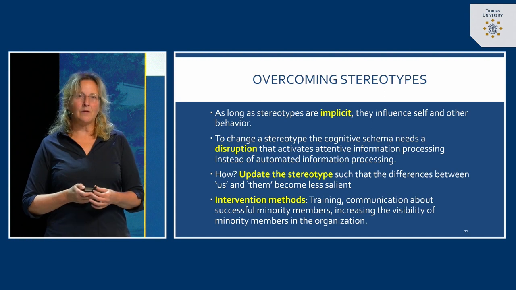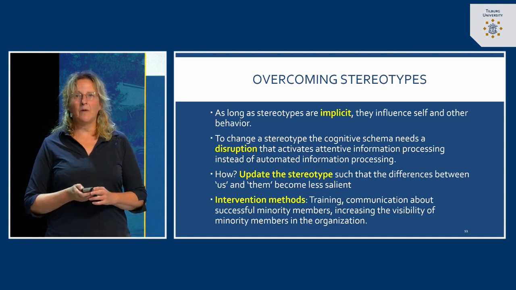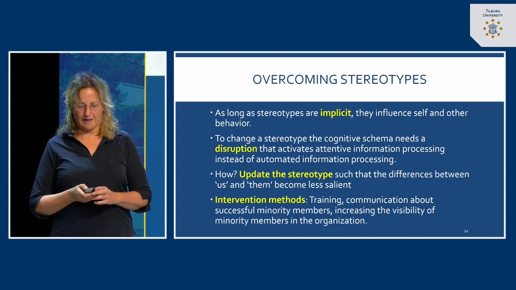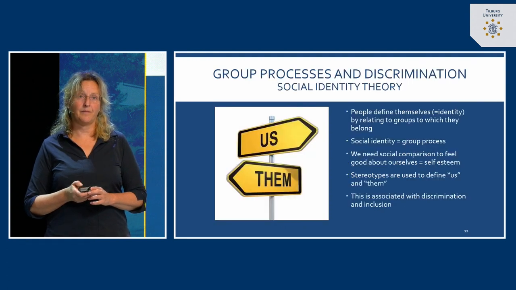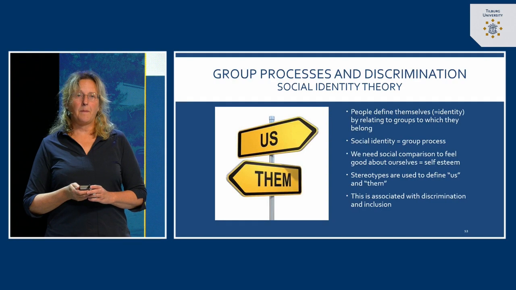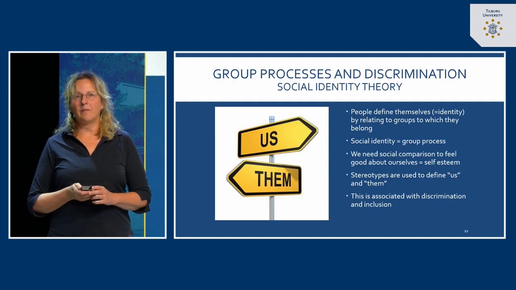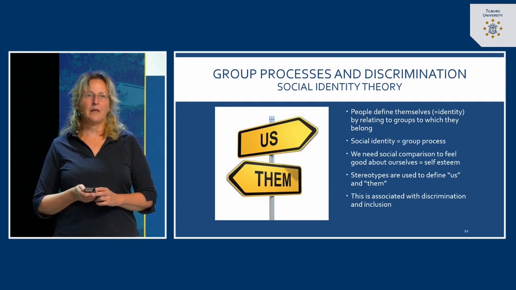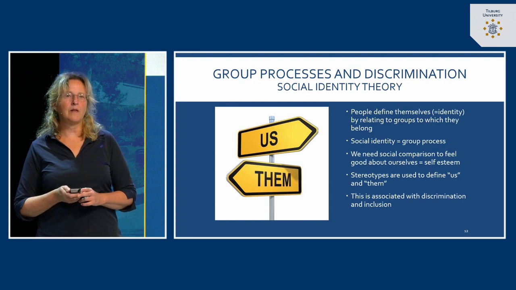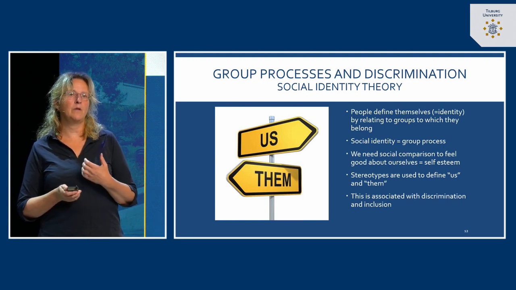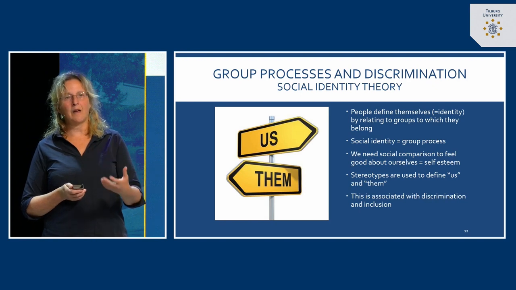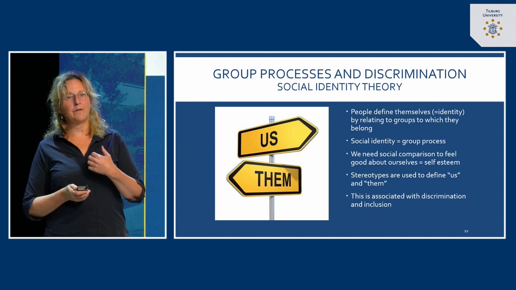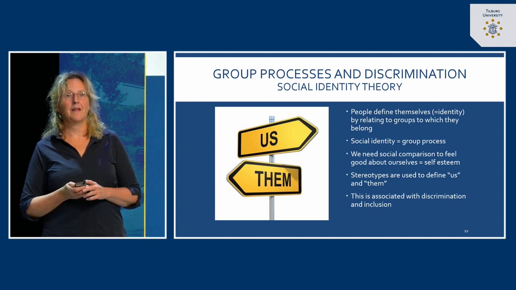So that was it about cognitive processing. I'm going to move on to group processes, where stereotypes still play a very important role. In the coming slides, I will talk about social identity theory. Social identity theory is important because it helps us to define who we are. The processes in how we talk about others and how we relate to others also help us understand for ourselves who we are.